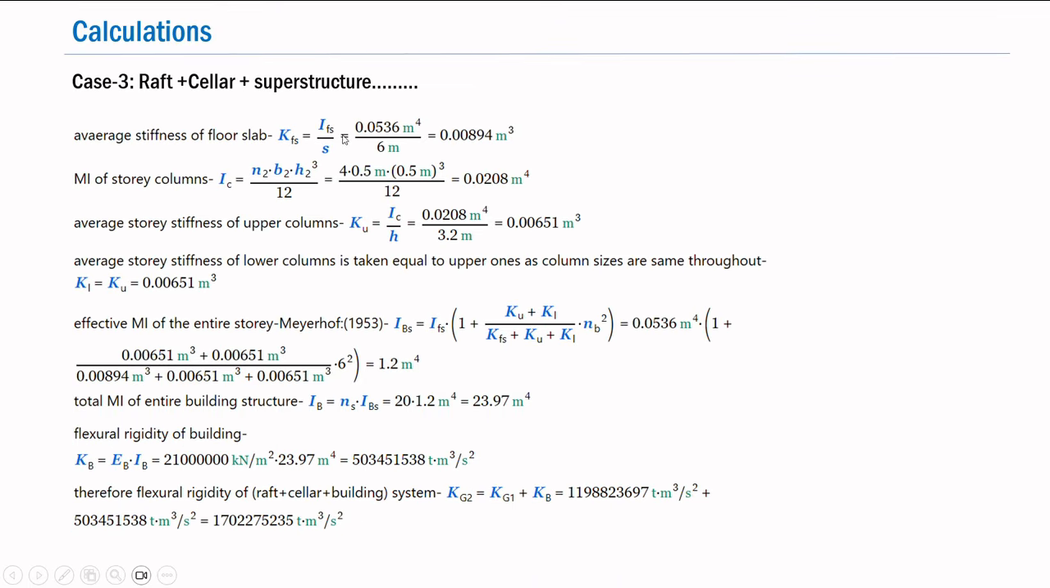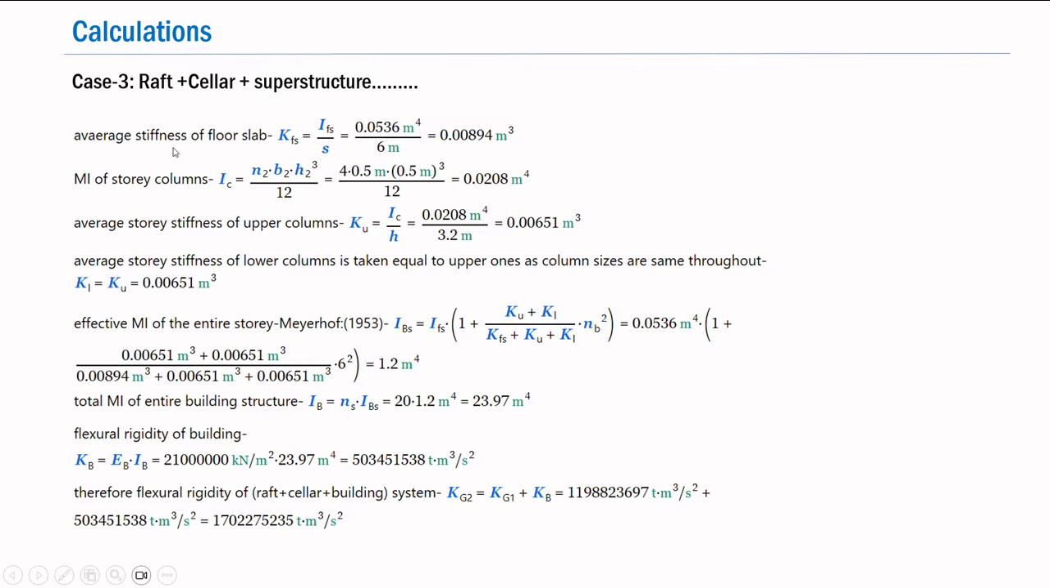Having calculated the moment of inertia of the floor slab, we can evaluate the average stiffness of the floor slab using the simple formulation K is equal to I by L. Obviously for this case, we know that the L value for the floor slab is the grid to grid distance, that is 6 meters. So we obtain the floor slab stiffness as 0.00894 meter cube.